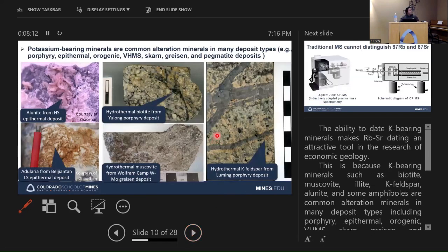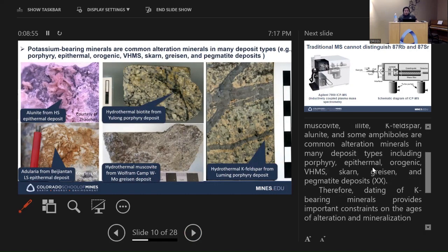And the ability to date potassium-bearing minerals makes rubidium strontium dating a really attractive tool in the research of economic geology. This is because potassium-bearing minerals like illite and adularia, and micas like biotite or muscovite, and some feldspar, are really common alteration minerals in many deposit types like porphyry, epithermal, orogenic, VHMS, skarn, greisen, and pegmatite deposits.